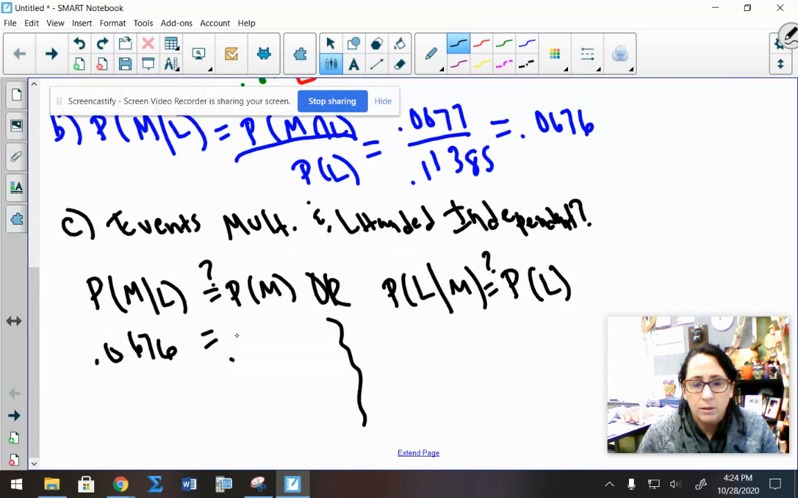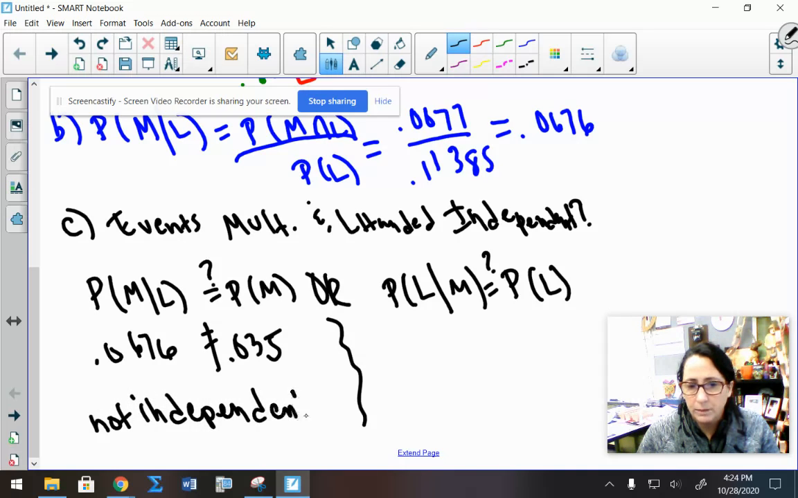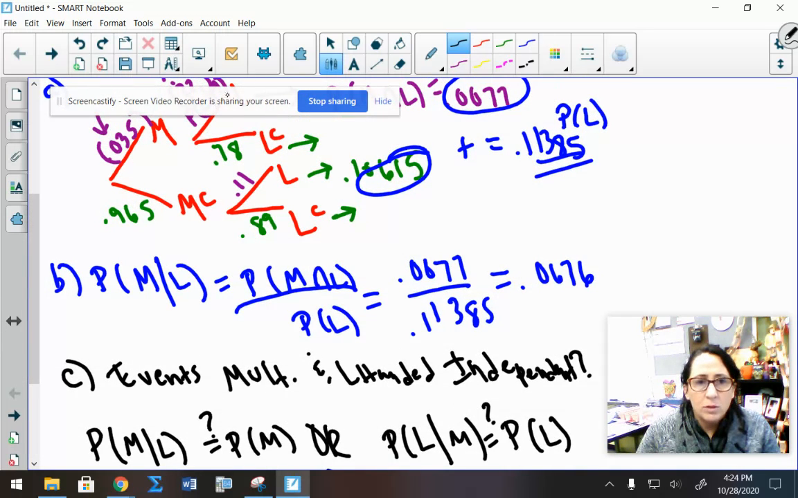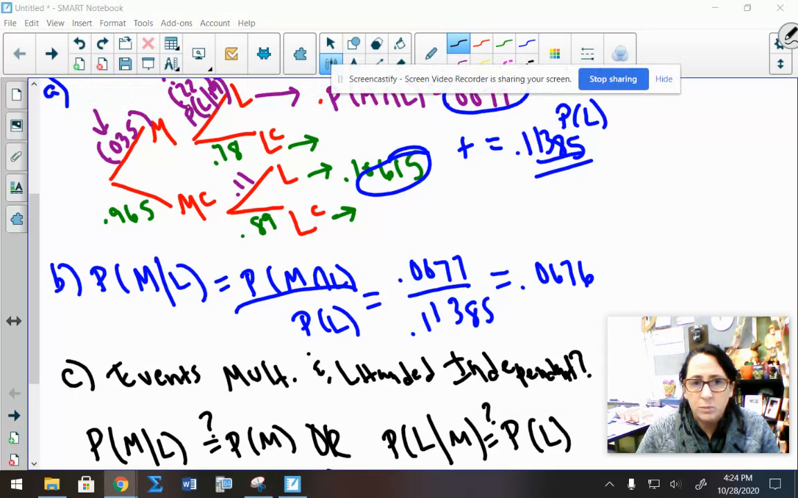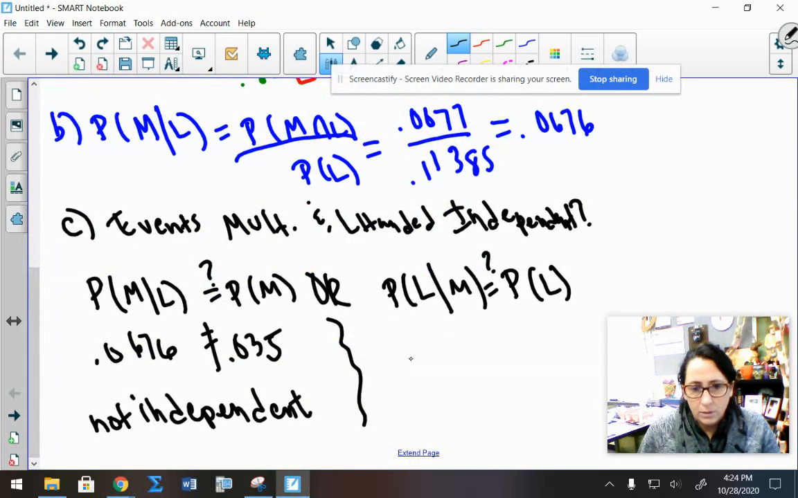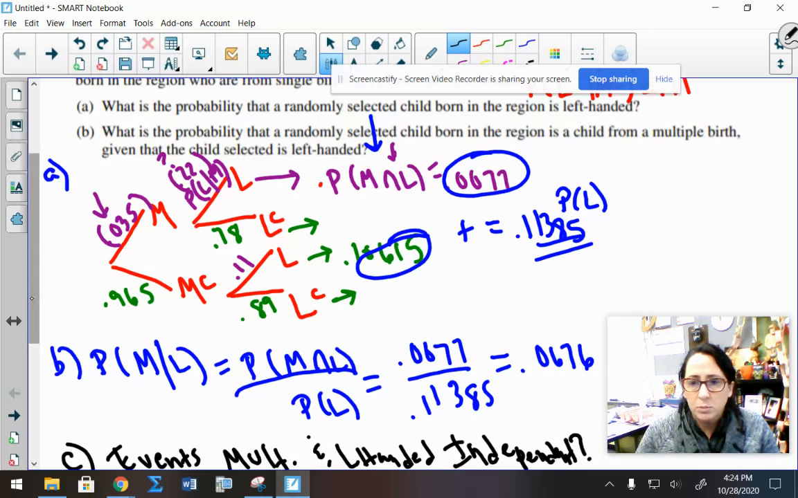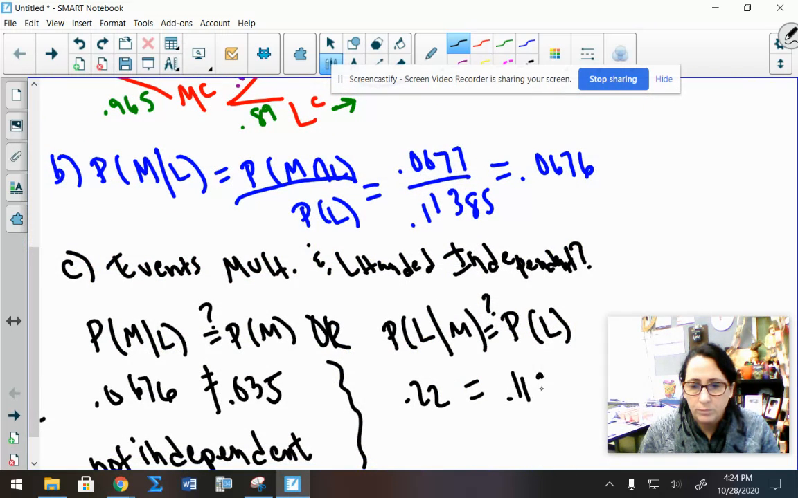Let's say I went over to this one instead. What's the probability of L given M? We said it was 0.22. Is that equal to the probability of L, which we found in part A, about 0.113? Those are not equal. So again I get the same conclusion, which should happen. These are not independent events. I hope that problem helped a little bit as you are studying. And there you go.